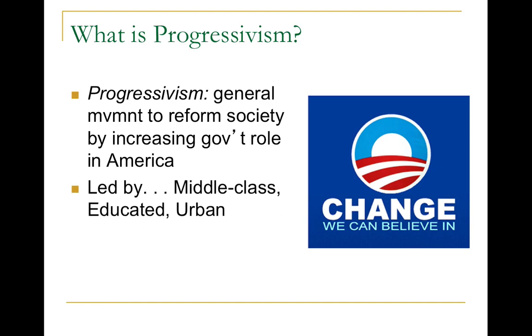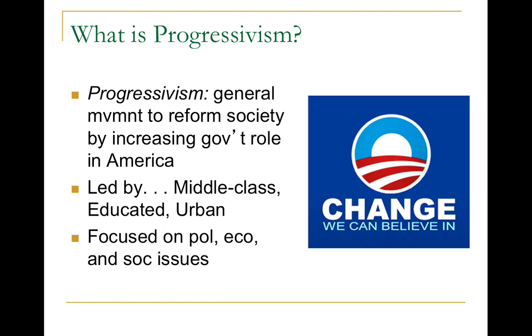Progressivism was largely led by the middle class, the educated, the urban, the people who didn't need a lot of government help but saw so many problems that they wanted to help. It focused on a variety of political, economic, and social issues. It wasn't on one thing, such as women's right to vote. That was only one part of progressivism.